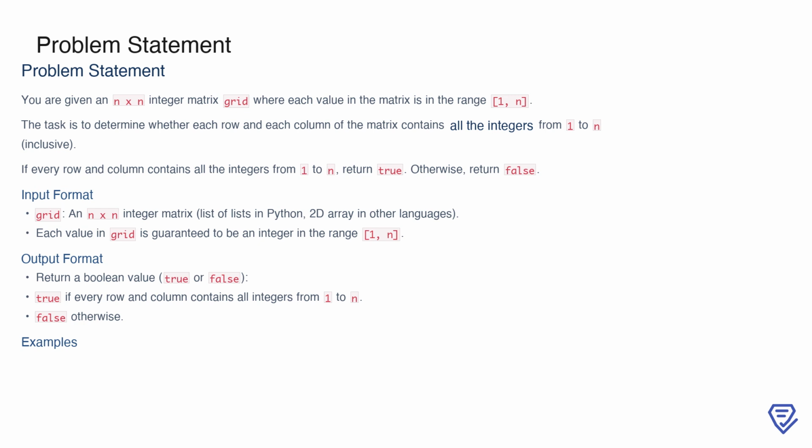The input to this problem is the grid, which is represented as a two-dimensional array, and it's guaranteed that each element in this array will be an integer within the valid range. The output is a Boolean value, true if the grid meets the criteria, or false if it does not. Let's look at some examples to better understand the requirements of the problem.